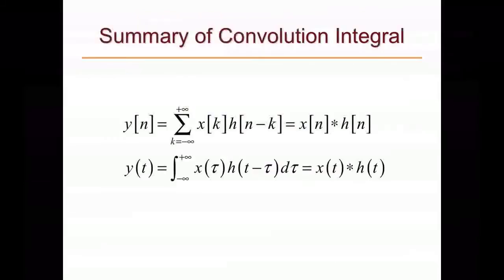The summary of convolution integrals looks like this. In the discrete time domain, the difference is only in terms of the summation. Here you have discrete summation. In the continuous time domain, you have an integral, but the rest are the same: you need to flip the signal and then shift it. And instead of summing the bars, you need to integrate for the area under the curve for each interval.